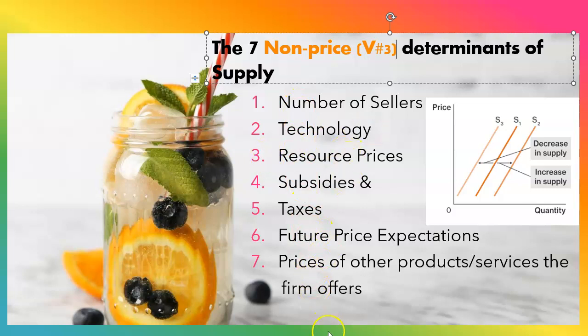So the 7 are right here. None of them say price. The first one is the number of sellers. Just remember, if the change is unfavorable, there's going to be a leftward shift in the supply curve. And notice that it says here decrease in supply. It doesn't say quantity supplied. No, because this is a shift in the curve. If it is favorable, if any of these are favorable, they will actually shift the supply curve to the right.